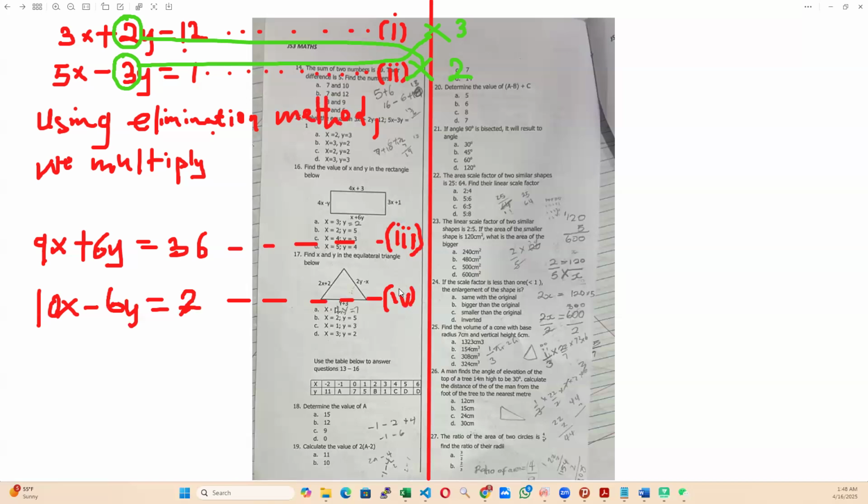I said the idea is to make the coefficient of y uniform, so that we can easily subtract or add. Now, because they have different signs, we are going to add. So we add equation 3 and equation 4 to eliminate.